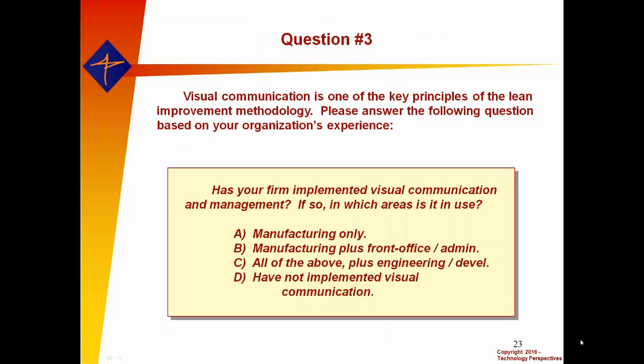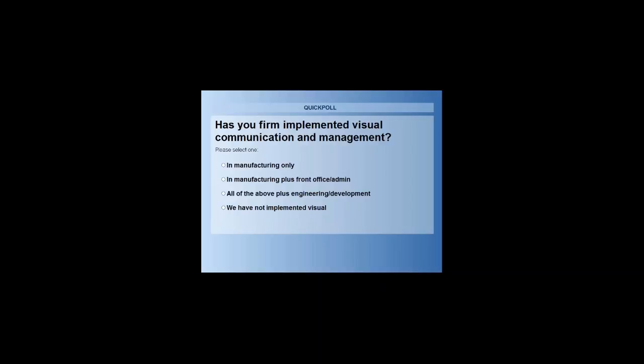So we're up to our 3rd poll question. This is our last one, and I'll read this to you. Obviously visual communication is absolutely fundamental to much of Lean, the Lean improvement methodology. So let's answer the question for your organization. Have you implemented visual communication in management? If so, in what areas is it in use? So we often start with manufacturing. That's kind of the A answer, manufacturing only. May have extended it into front office, administration, or accounting. Have you gone as far as all of the above plus engineering and development, or have not implemented visual communication?